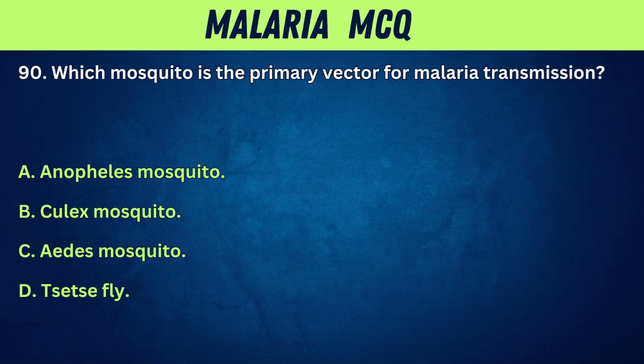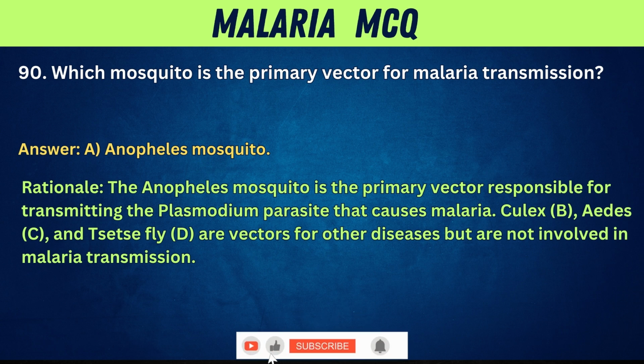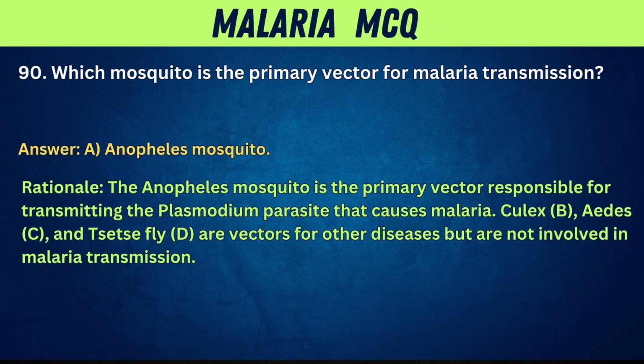90. Which mosquito is the primary vector for malaria transmission? A. Anopheles mosquito. B. Culex mosquito. C. Aedes mosquito. D. Tsetse fly. Answer: A. Anopheles mosquito. Rationale: the Anopheles mosquito is the primary vector responsible for transmitting the Plasmodium parasite that causes malaria. Culex, B, Aedes, C, and Tsetse fly, D, are vectors for other diseases, but are not involved in malaria transmission.